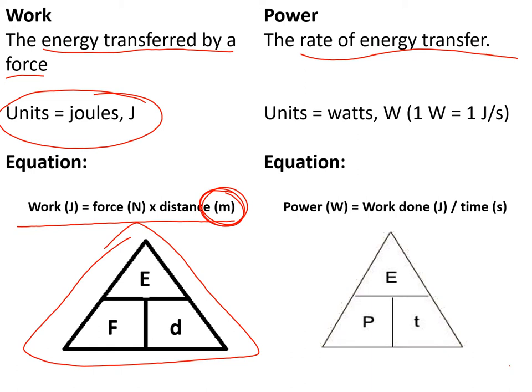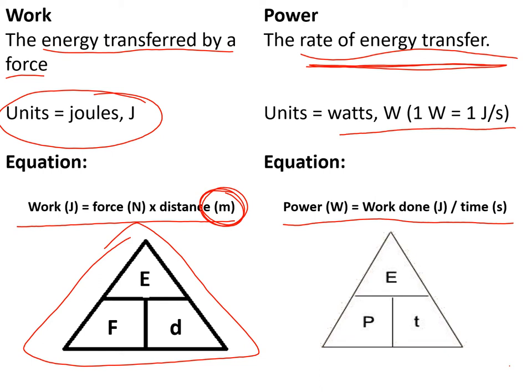Power, as I said, is the rate of energy transfer. And when we say that someone is stronger than someone else, really we mean that they are more powerful. If you're stronger, it means your muscles can transfer more energy each second. The units for power are watts. So a watt is 1 joule per second. If your muscles had a power of 50 watts, they would transfer 50 joules of energy each second. And the equation for that is power equals work done divided by time.